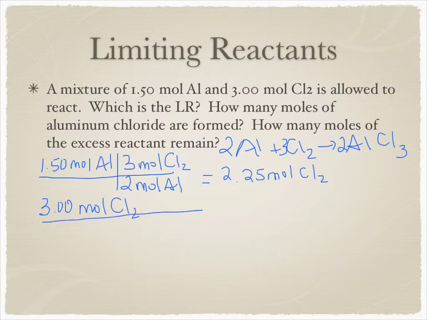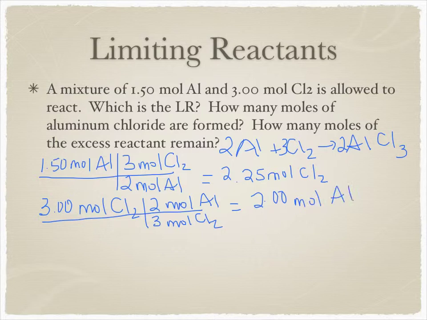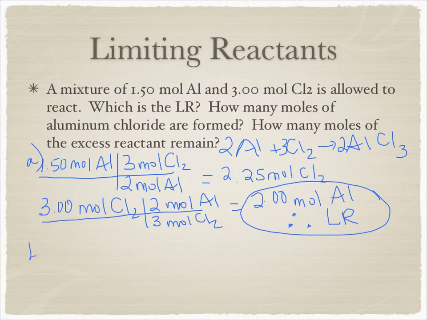then for every 3 moles of chlorine from the balanced equation there, we need 2 moles of aluminum. So that tells us that we need 2 moles of aluminum for that amount of chlorine. So how much aluminum do we have? Well, we only have 1.5 moles. So that means that the aluminum here is the limiting reactant, right? So that's question A.